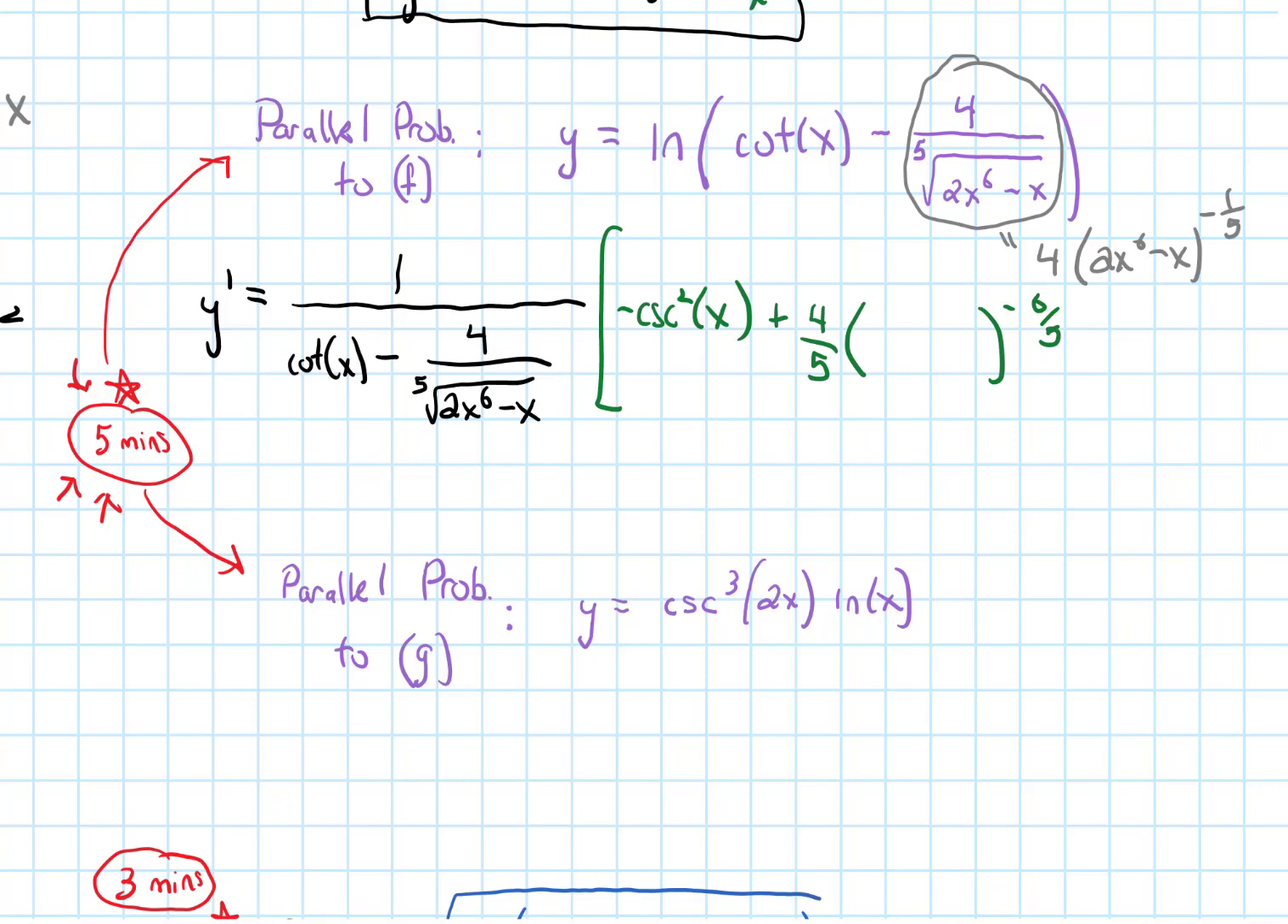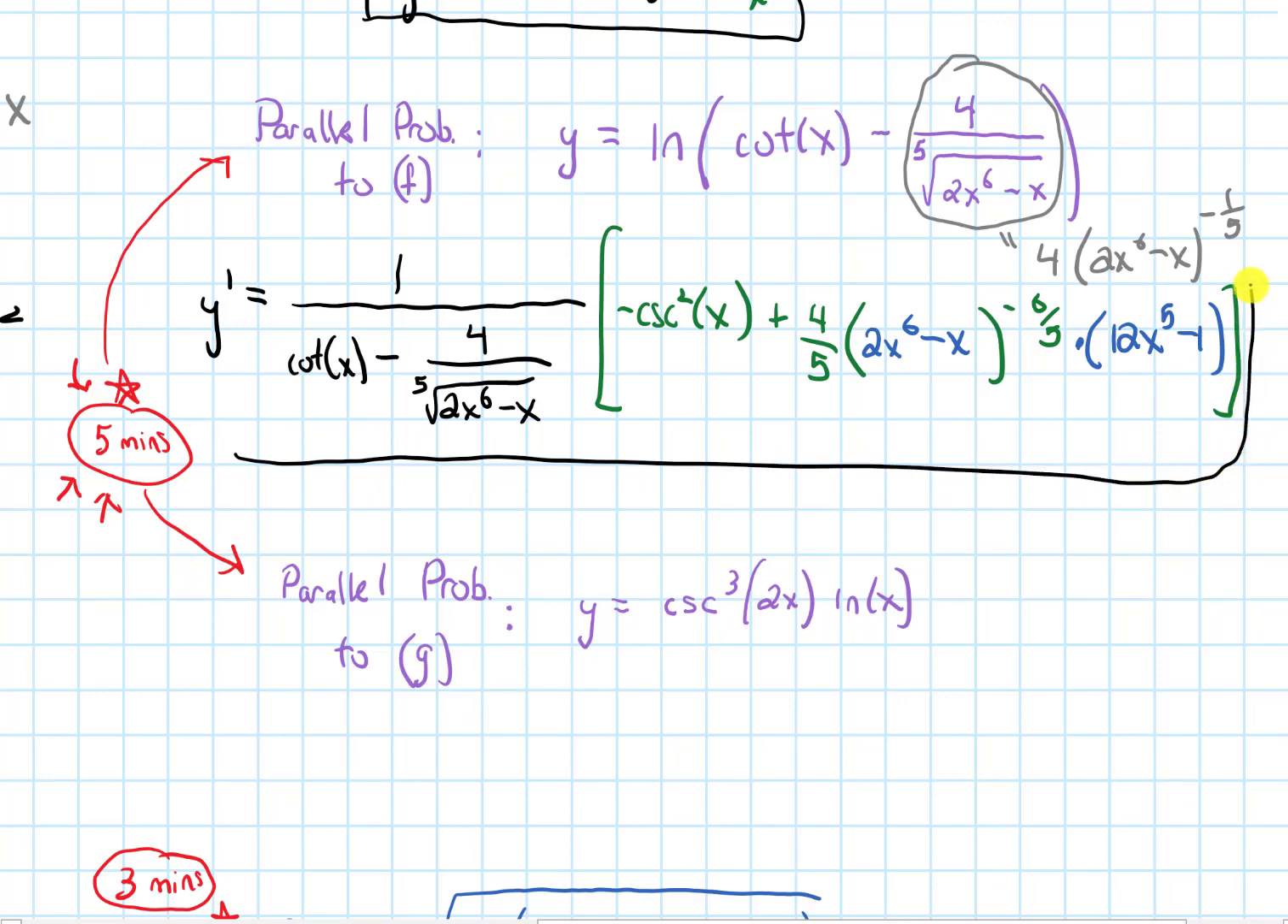So keep the inside stuff the same, 2x to the 6th minus x. But then we do the chain rule step, and we multiply by the derivative of the inside, which is 12x to the 5 minus 1. Let's close this bracket, and that's our answer. So it's a long answer, but nonetheless, that is it.